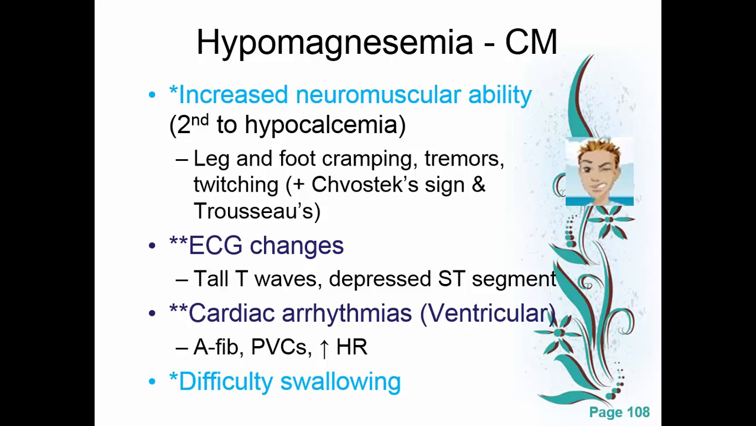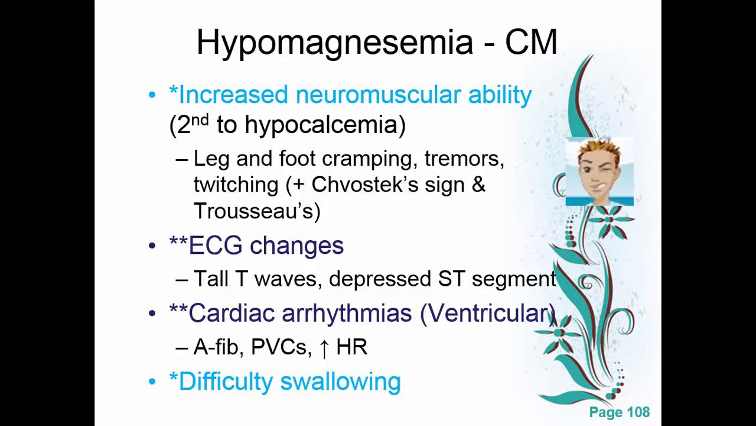Manifestations: they will have increased neuromuscular ability. That's secondary to hypocalcemia. So you can see we have some of the same symptoms: legs and foot cramping, tremors, twitching, positive Chvostek and Trousseau sign. EKG changes are going to be tall T waves, depressed ST segments. Cardiac arrhythmias, usually they're ventricular. You may also see AFib, premature ventricular contractions, and an increased heart rate.